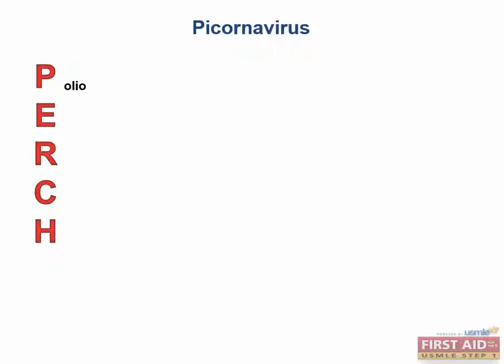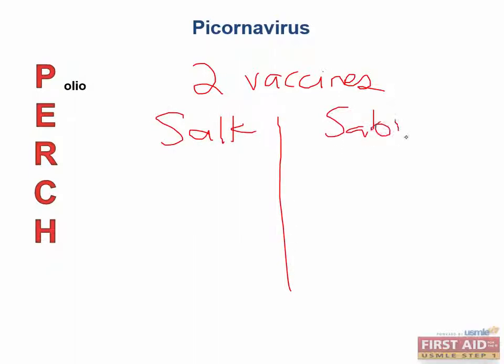Of note, the Guillain-Barré syndrome is the most common cause of acute paralysis in the United States. So there are 2 vaccines available to prevent the poliovirus infection. Do you remember what they are? They are the Salk and Sabin vaccines. Very good. And what type of vaccines are they?